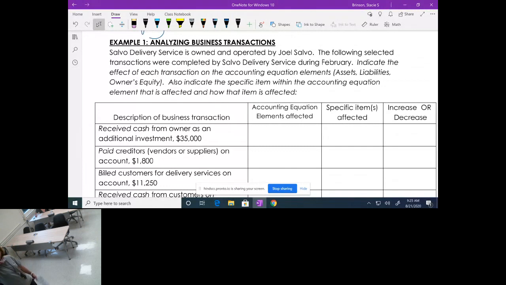Okay, so Salvo Delivery Service is owned and operated by Joel Salvo. The following selected transactions were completed by Salvo Delivery Service during February. Indicate the effect of each transaction on the accounting equation elements. So these are your elements. Assets, liabilities, owner's equity. Also indicate the specific item within the accounting equation element that is affected and how that item is affected.